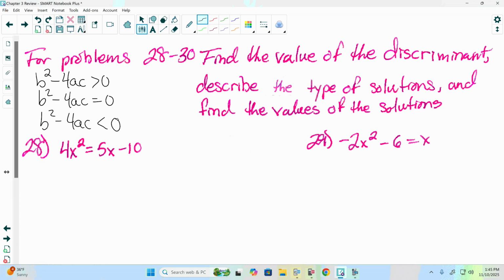If the discriminant b squared minus 4ac is greater than 0, we have two real solutions. If it is equal to 0, we have one real solution. And if it's less than 0, we have two complex solutions, which means two imaginary solutions.